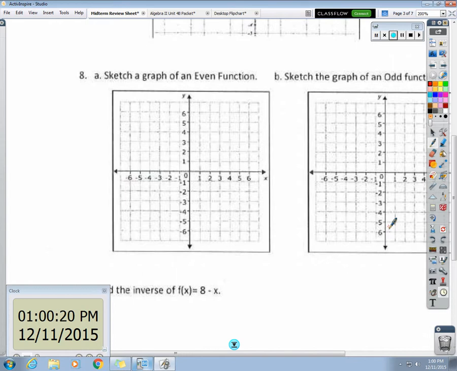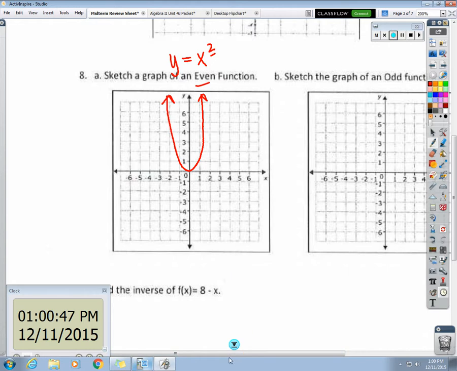They go the same way, and they're symmetric to the y-axis. So like a parabola is an even function, because if it's at 0, 0, or anywhere on the y-axis for that matter, it's symmetric to the y-axis. Also think about it. Aren't parabolas y equals x squared? And isn't 2 an even number?